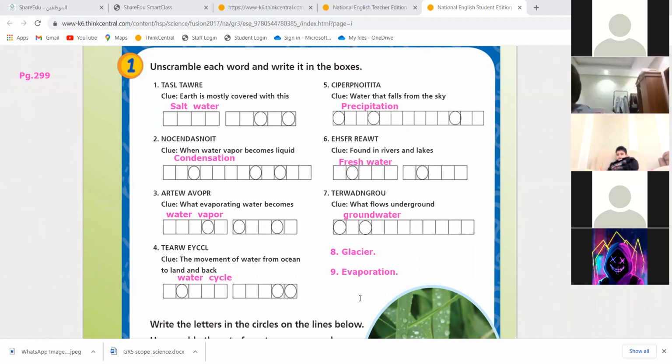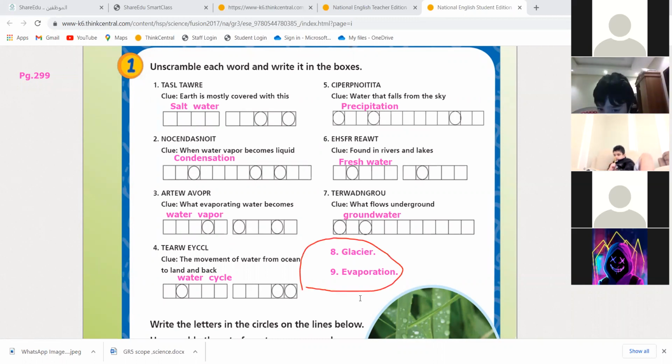Miss, we write a book. What are we going to do? It's eight and nine. It's eight and nine, yeah. Eight and nine. You can find the G that you circled, the G, the L, A, C, I, E, R, V, P. See? I finish. Very good. Miss, this word, we write it here.